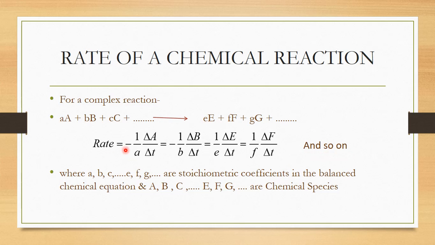You can see here a negative sign in front of the expression for reactants because the concentration of reactant is decreasing. Here small a, b, c, small e, f, g are the stoichiometric coefficients in a balanced chemical equation and capital A, B, C, capital E, F, G are chemical species.